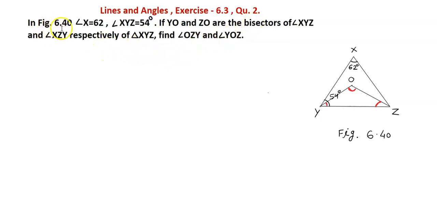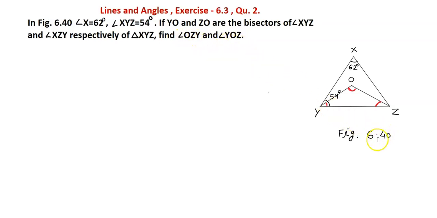In figure 6.40, angle X is equal to 62 degrees, and angle XYZ is equal to 54 degrees. If YO and ZO are the bisectors of angle XYZ and angle XZY respectively of triangle XYZ, then we have to find angle OZY and YOZ.